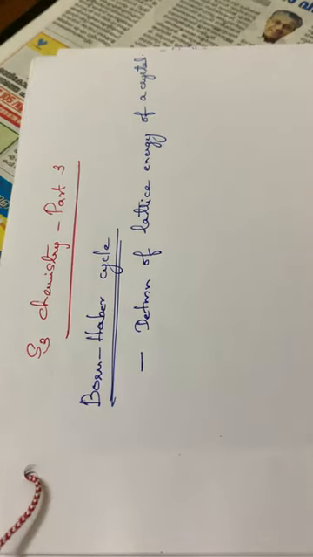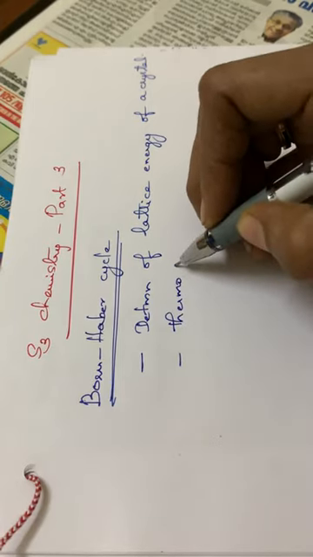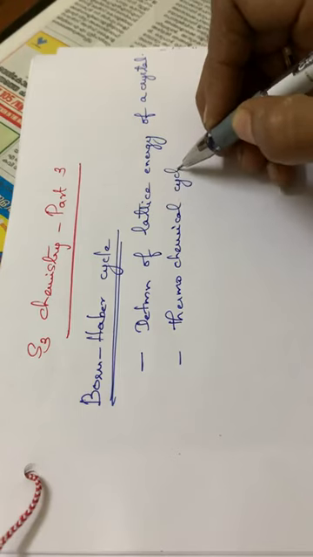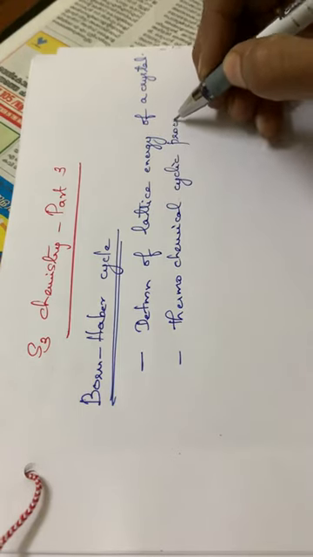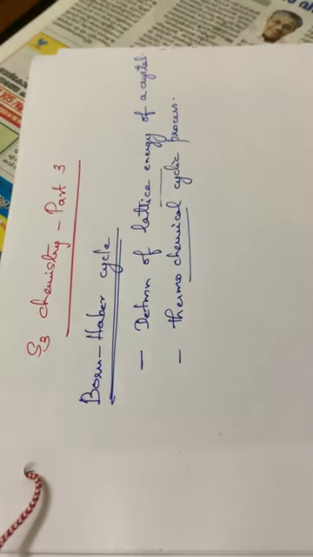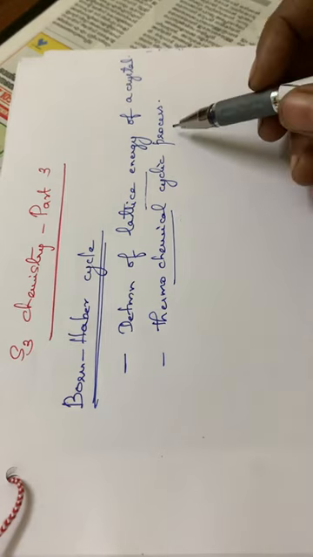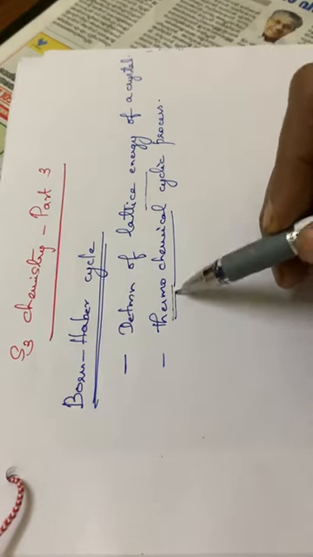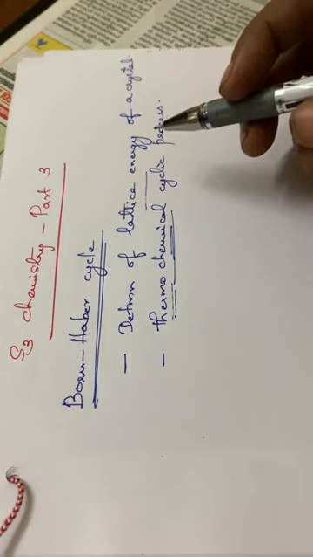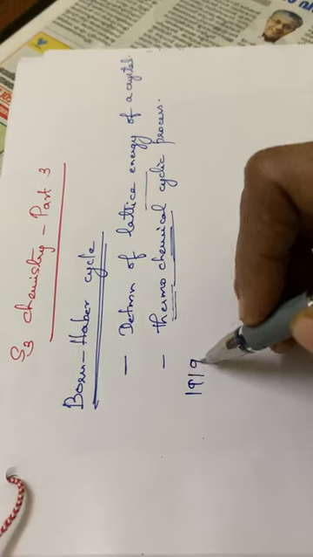Also, this Born-Haber cycle is a thermochemical cyclic process. It is used for the determination of lattice energy. That means both heat is involved there and, at the same time, a chemical reaction is also going on. This Born-Haber cycle was devised in the year 1919.